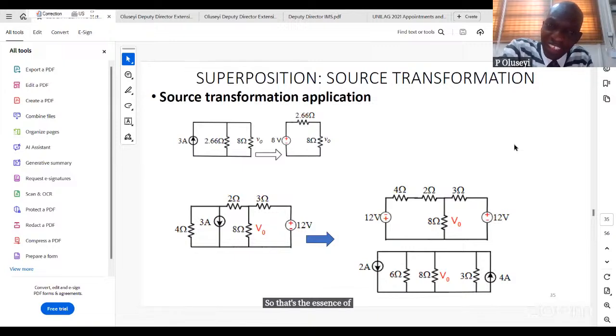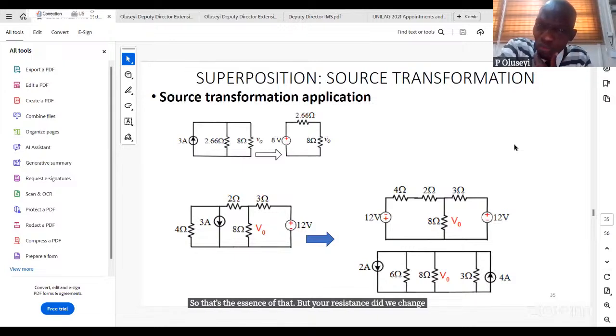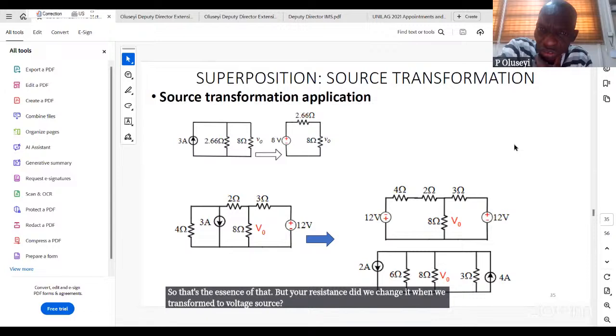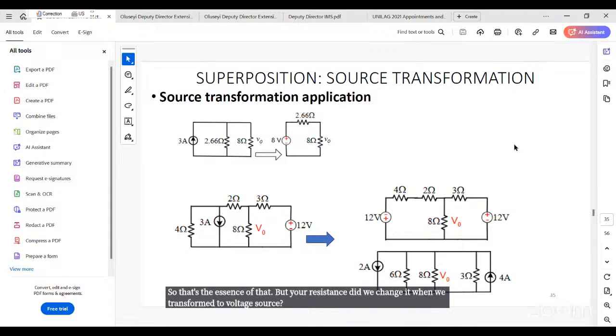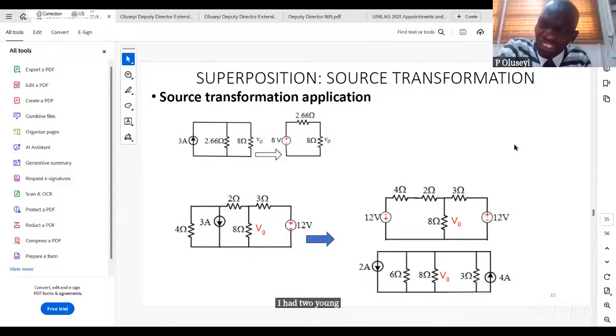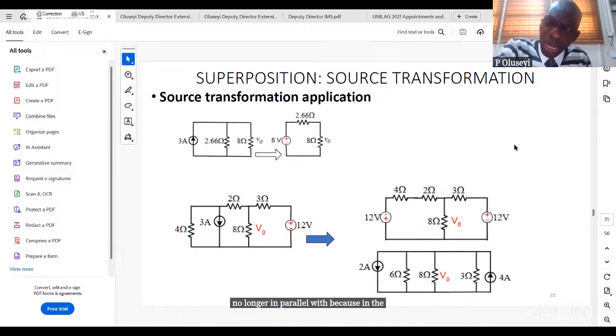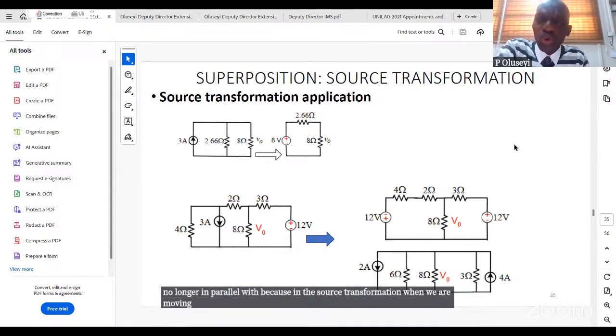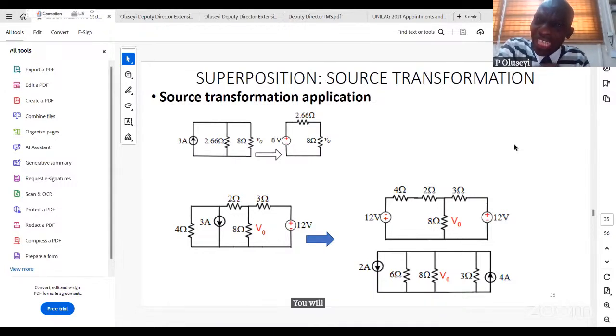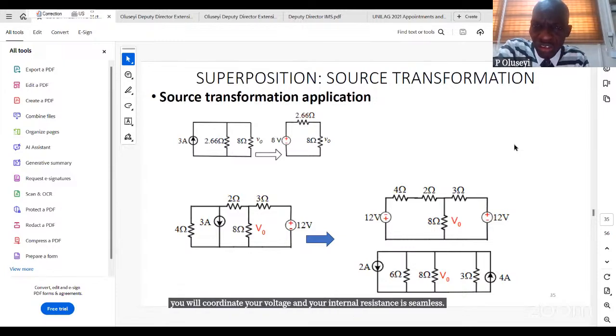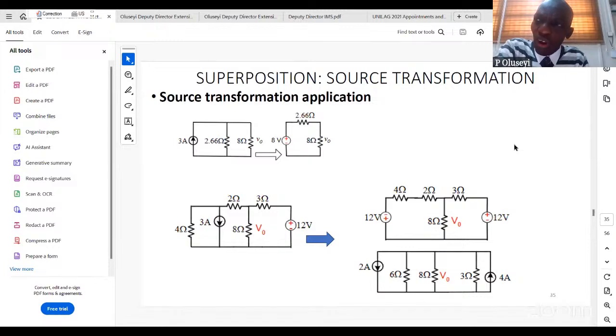But your resistance, did we change it when we transform to voltage source? No, sir. So your resistance will be connected in series, no longer in parallel, because in source transformation, when you are moving from current to voltage, you will connect your voltage and your internal resistance in series, or you will connect all the resistors that make it up in series.